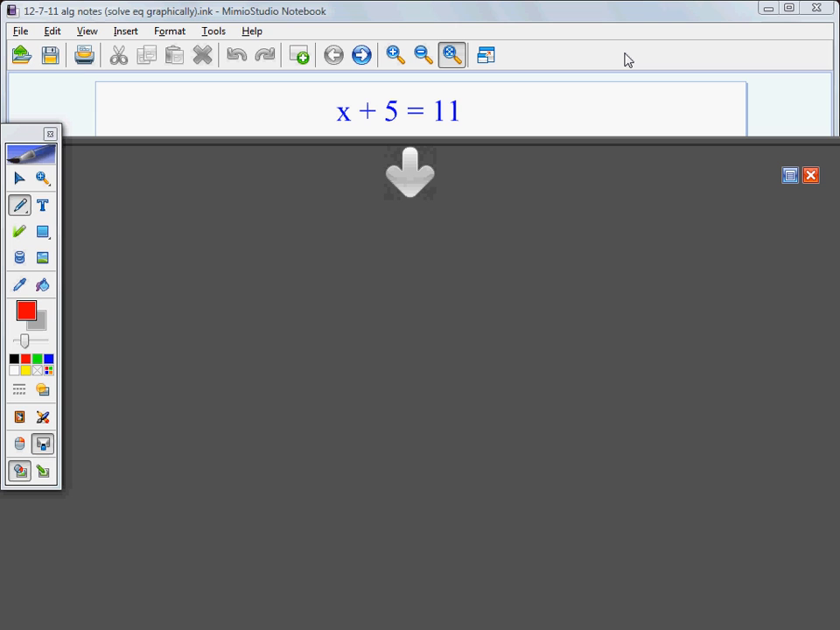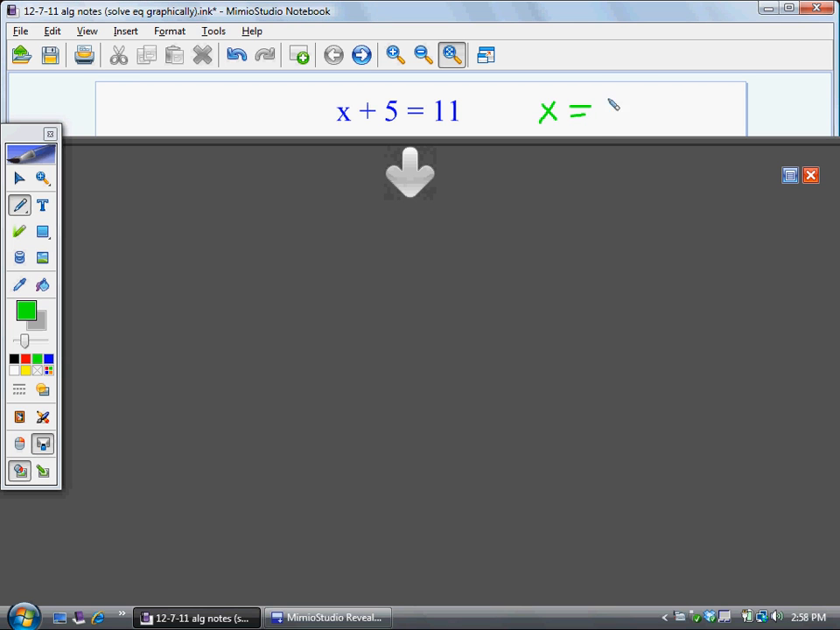We're going to talk quickly about how to solve an equation graphically rather than algebraically. We've solved equations algebraically before. This is a very simple equation: x plus 5 is equal to 11. Hopefully everybody can look at that and realize that the answer is just x equals 6.